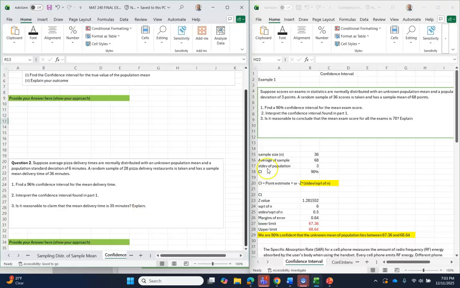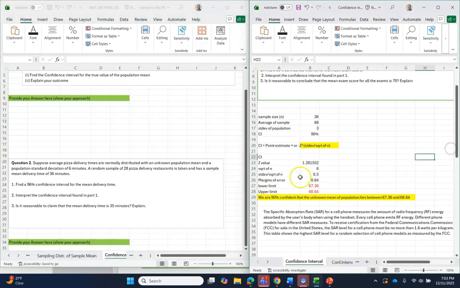And explain. So actually, I'm supposed to explain the same part here, which says, is it reasonable to conclude that the mean exam score for all the exams is 70? And explain. You can see that the upper limit for me is 68.64. However, we have 70. That's way beyond the upper limit. And so it is not reasonable to conclude that the mean exam score for all the exams is 70. It is outside the margin of error.